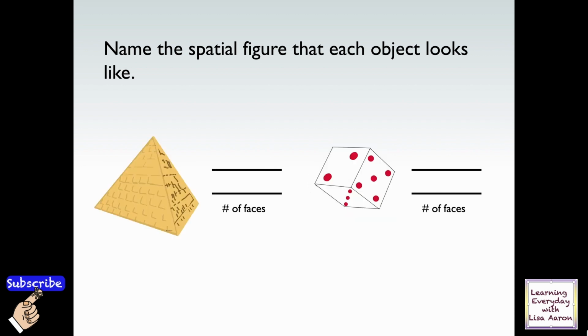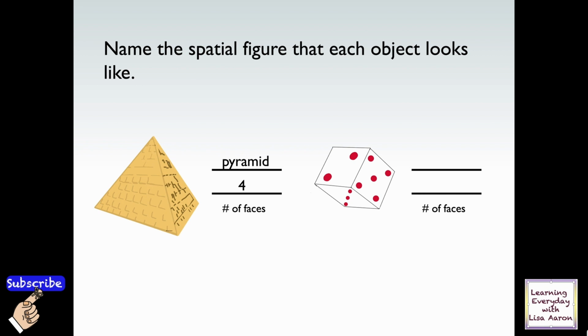Name the spatial figure that each object looks like. Here we have... I can't tell you because I'd give it away. A pyramid. The number of faces? 4. You can't forget the bottom. We see the 3 sides, but then we have to include the bottom. So it's 4 faces.